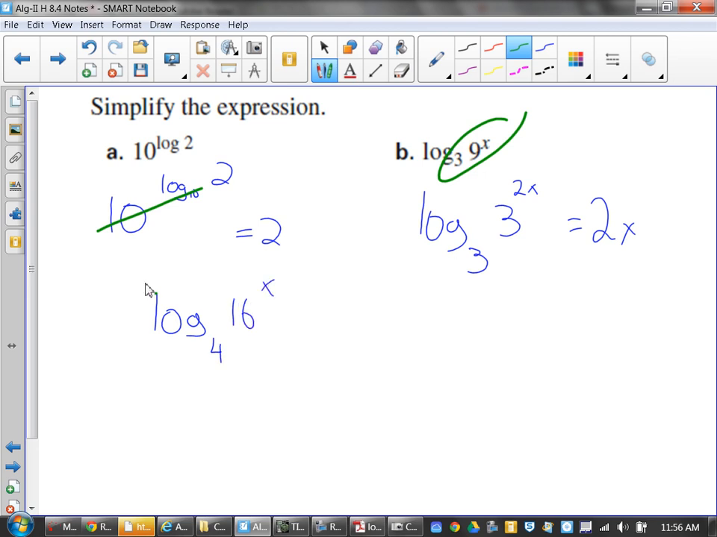Log base 4 of 16 to the x. 16 is 4 to the second. How to get to 2x, right? I wanted to rewrite 9 in terms of a base 3, because this was a base 3. 9 is 3 squared. So this one is the same idea. It's log base 4 of 4 to the 2x, which gives you 2x. We're working with bases and exponents. We want those to be identical.